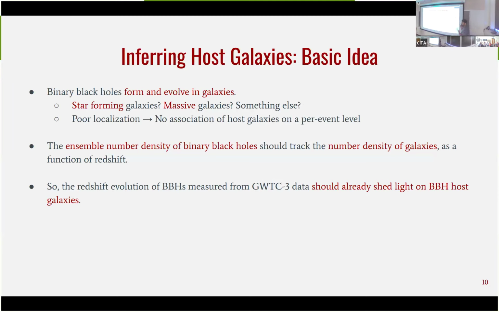Binary black holes form and evolve in galaxies, or so we think at least, that they form from stellar collapse, stars form and evolve in galaxies, and so on. But then one question that we can immediately ask after you make that statement is, do they form and evolve in currently star-forming galaxies? Do they form and evolve in massive galaxies? Or, sorry, do they merge in star-forming galaxies? Do they merge in massive galaxies?